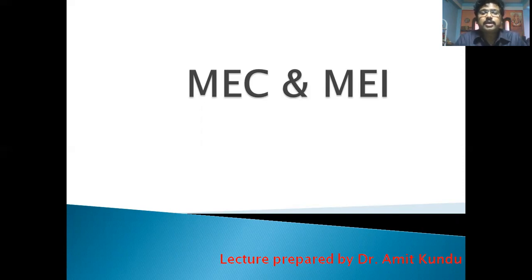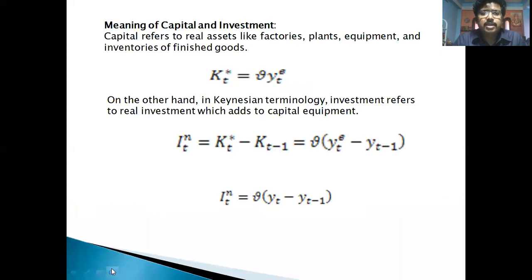Before we have an understanding of the MEC and MEI, we should have a clear idea on capital and investment. What is capital and what is investment? So capital is nothing but a stock. Suppose you have a computer for production purposes, then this computer is a capital. And if you have a photocopy machine, then it is a capital. So factories, plants, equipment, and inventories of finished goods or semi-finished goods are called the capital.